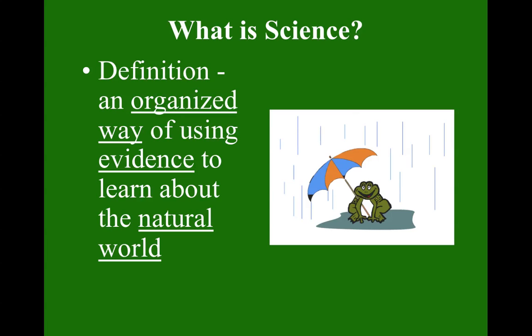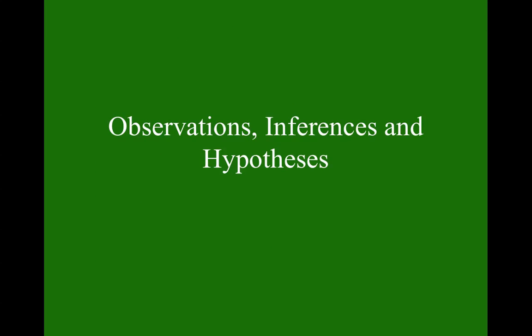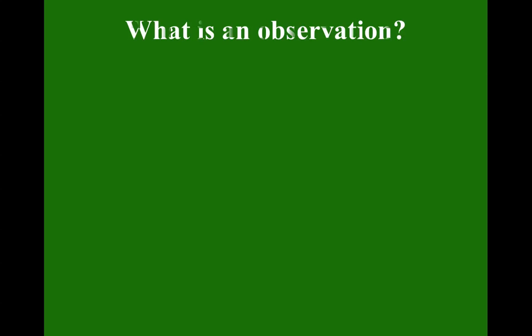Now, related to science and the scientific method are three words that are very closely related to each other: observations, inferences, and hypotheses. And so I think it's important that we take a little bit of time here at the beginning to differentiate among these three words. So the first one we're going to look at is observation.